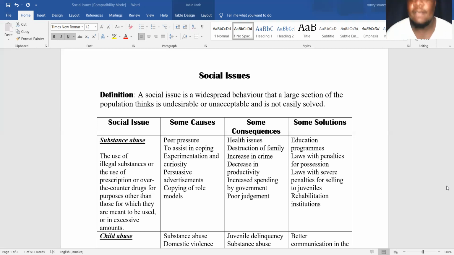As for solutions, there can be education programs telling persons about the consequences of substance abuse. There can also be laws with penalties for possession. So if you are caught with it, there are stiff penalties for this, right? Laws with severe penalties for selling to juveniles and selling to anybody, right? Once it is illegal or it's an overuse, there should be strict laws. There can be rehabilitative institutions that help people to get off these substances and no longer abuse them.